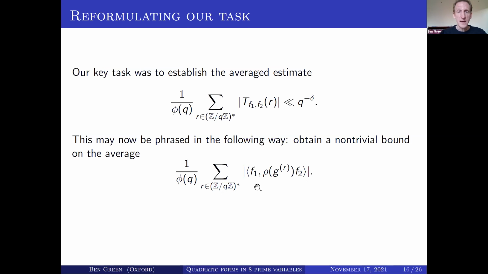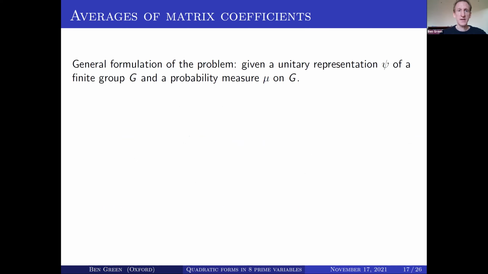And these objects here, the inner product of F1 with rho of G to the r applied to F2, are what are called matrix coefficients. So what I want to estimate is an average of matrix coefficients for the Weil representation. And that's a task that I can look at in generality. So let me do that.